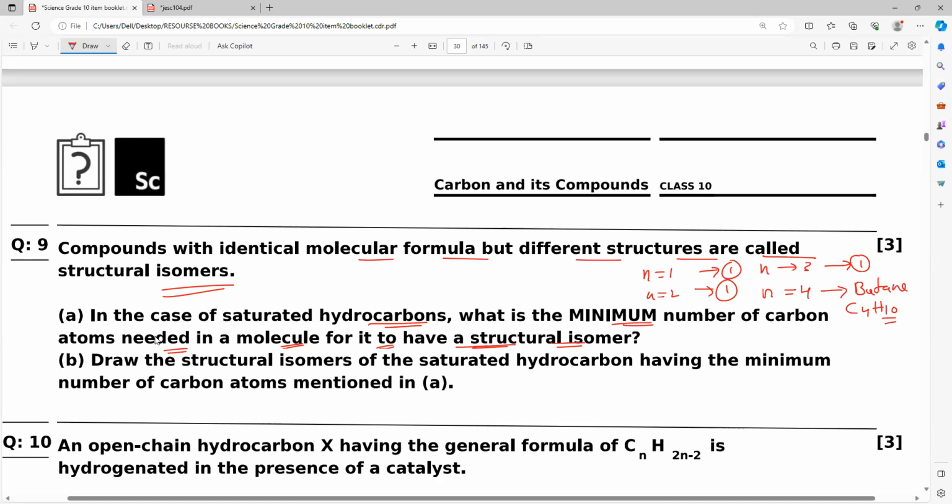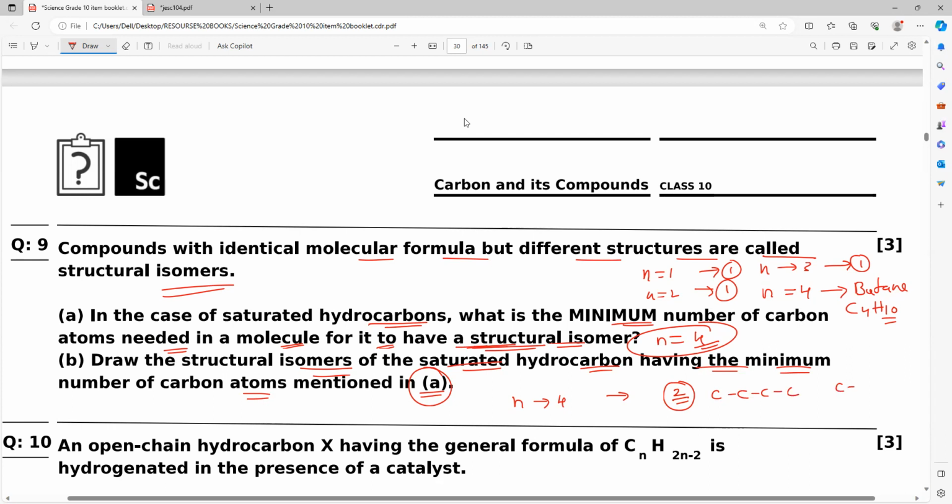So N equals 4. The minimum number of carbons is 4 to have a structural isomer. Then they are asking, draw the structural isomers of the saturated hydrocarbon having the minimum number of carbon atoms mentioned in A. What is the minimum number of carbon atoms, everybody? 4. So N equals 4 means how many isomers, guys? 2 isomers. One is straight chain, understanding?